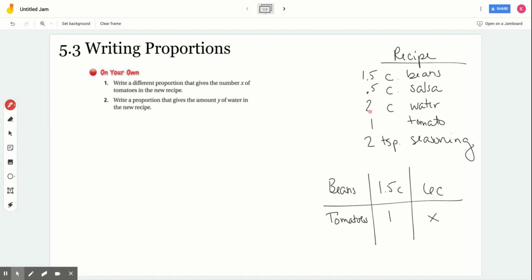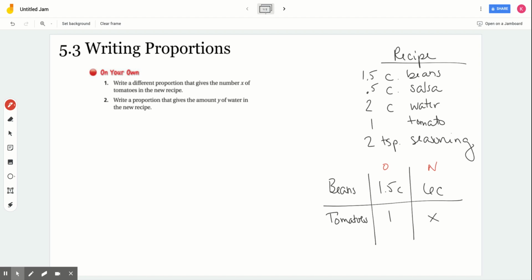So I've written the recipe over here. And we have the comparison of beans to tomatoes. So 1.5 cups of beans to 1 tomato, or 6 cups of beans to X tomatoes. So right now we're comparing the original recipe to the new recipe. We want to write a different proportion.